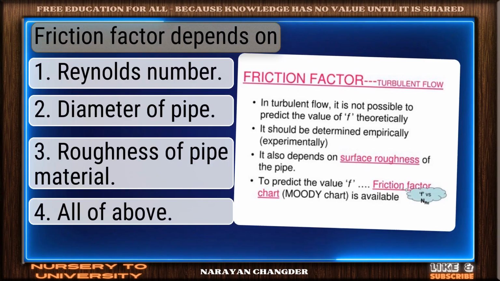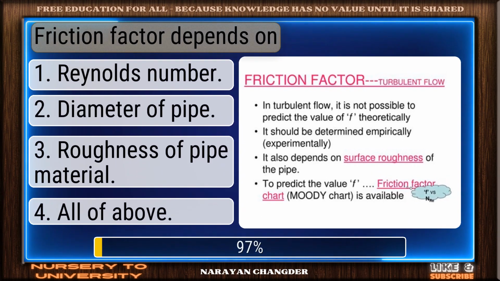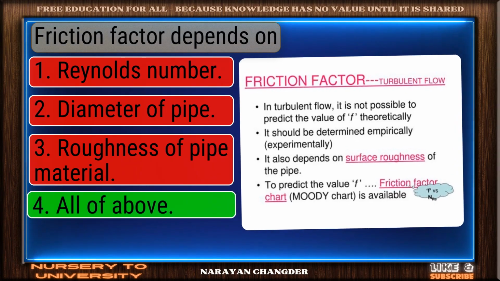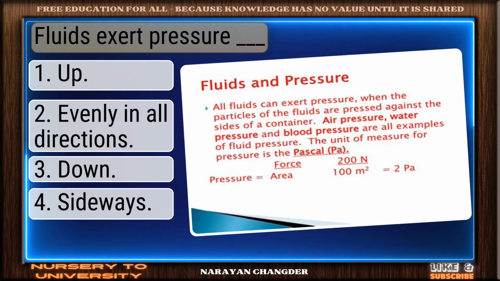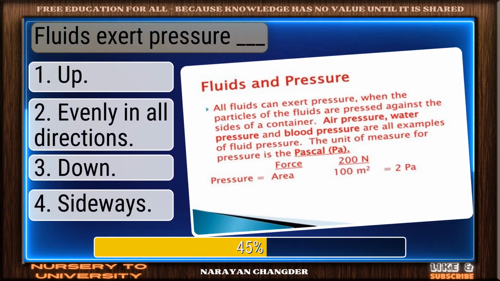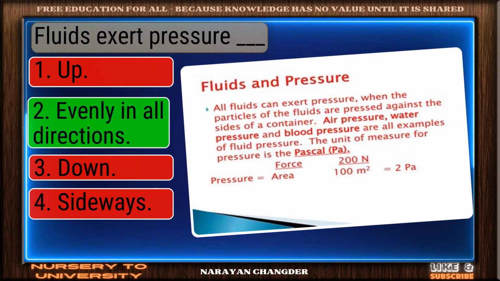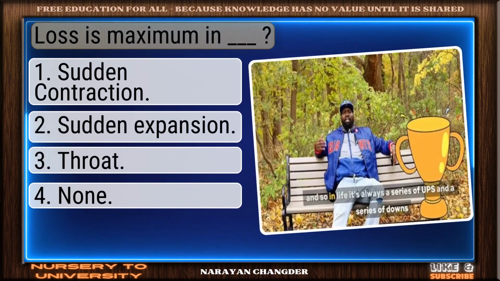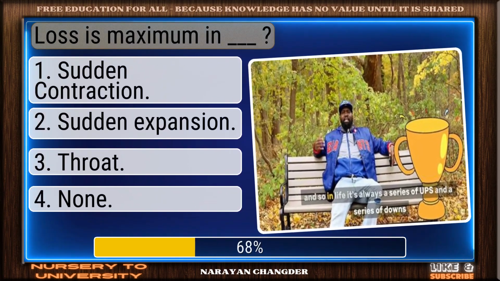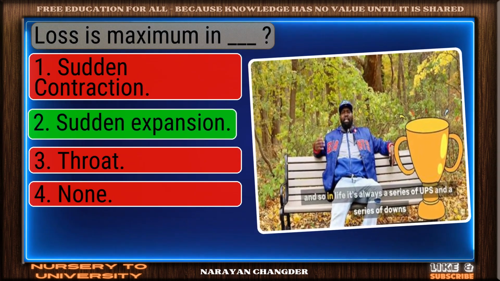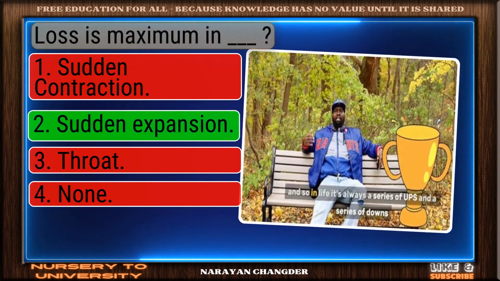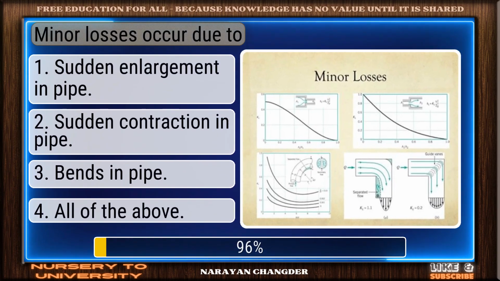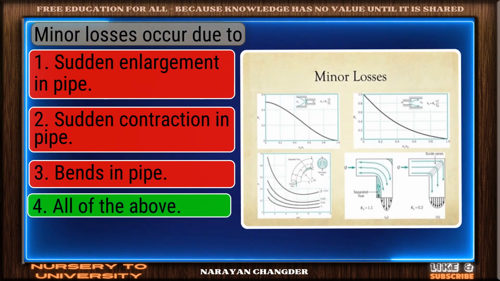Friction factor depends on. Clear logic. Your choice, all of the above, is sound and 100% true. Fluids exert pressure dash. You got it. Your choice evenly in all directions is right. Loss is maximum in dash. Exactly. Sudden expansion makes sense and it is the right choice. Minor losses occur due to. Valid point. All of the above is true.